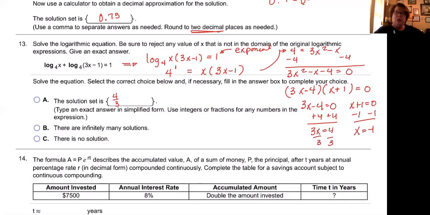Remember, when you solve a logarithmic equation, you must check your solution to make sure that it doesn't violate the domain of the logarithm. The domain of the logarithm is the set of positive numbers. You cannot take the logarithm of 0. You cannot take the logarithm of a negative number. So if it violates your domain, it is not a solution.